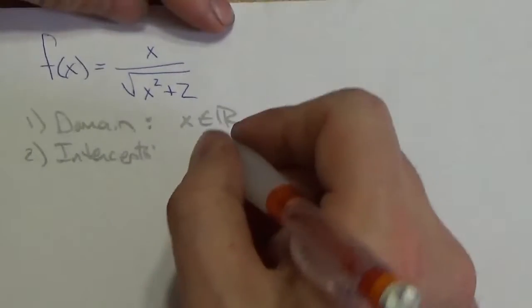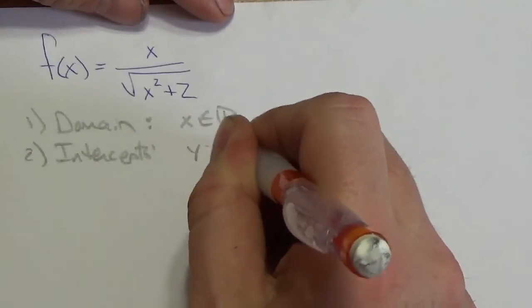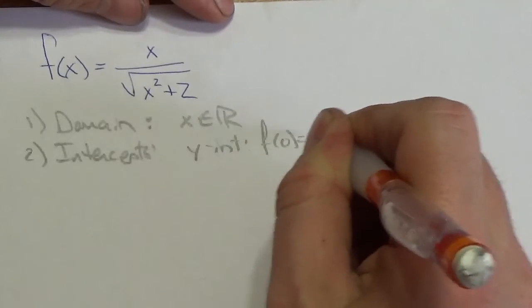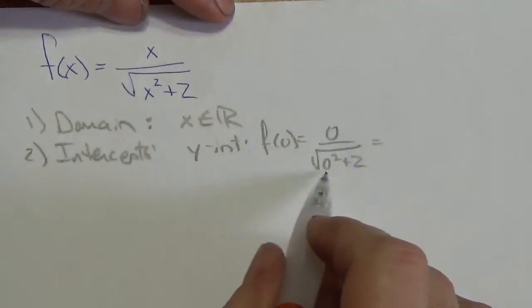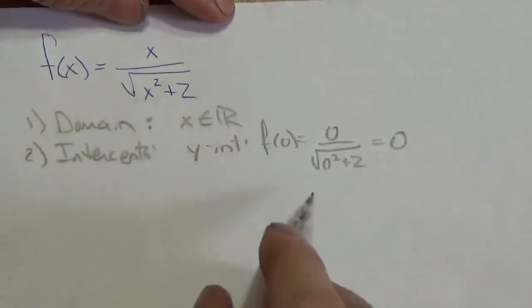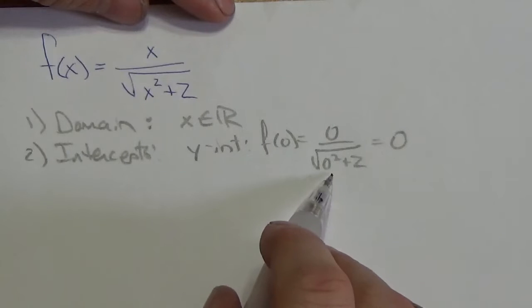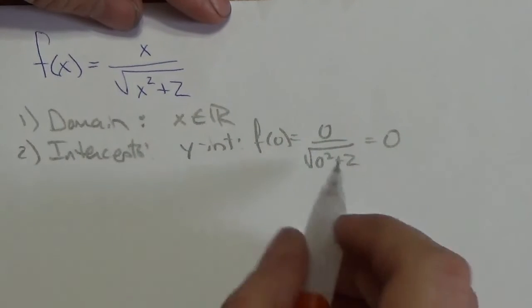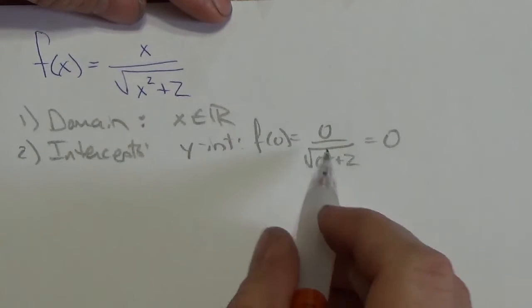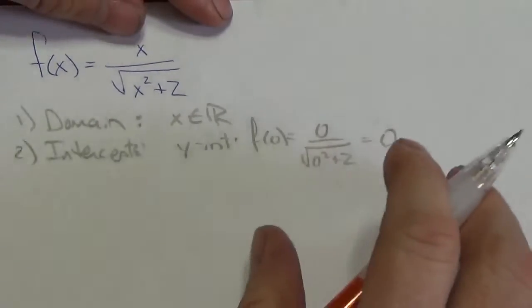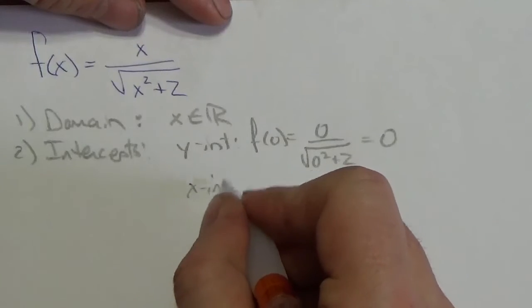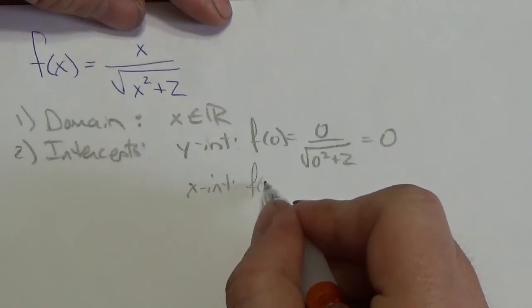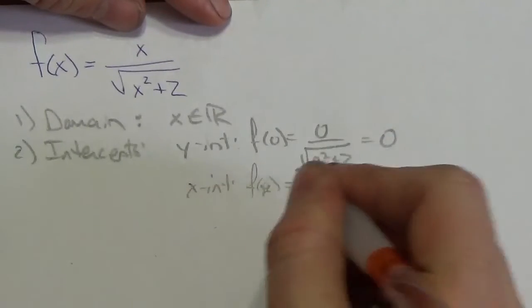And again, I'm going to grab the y-intercept first. F at 0 is going to be 0 over the square root of 0 squared plus 2. And this is going to go to 0 as long as the denominator doesn't go to 0, and it doesn't, because 0 squared is 0, plus 2 is 2, and then the square root of 2 here. So that's just going to be 0, which is good.